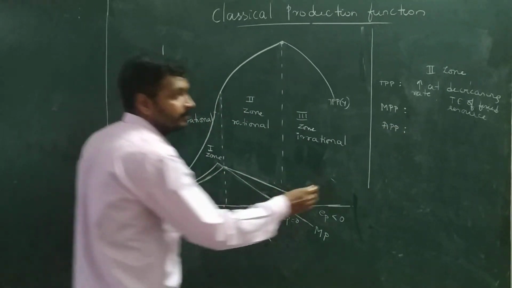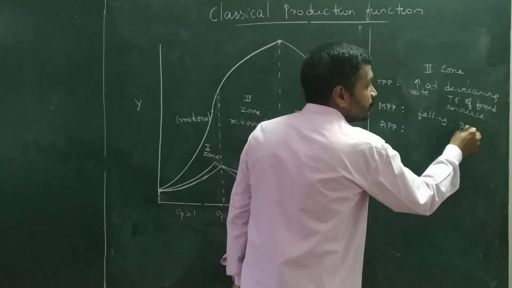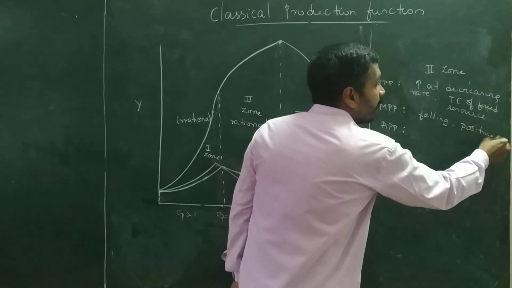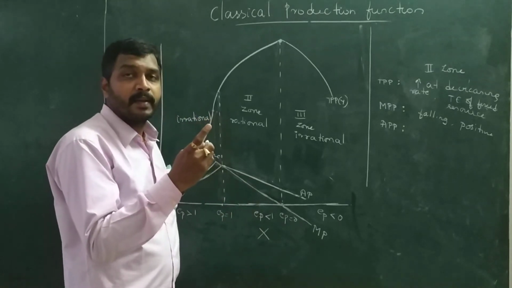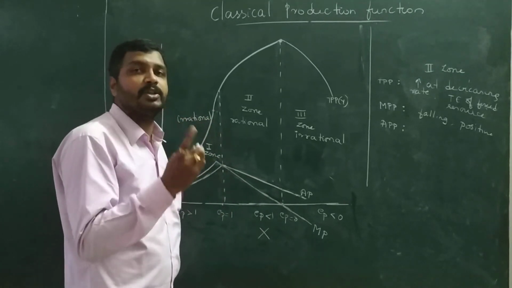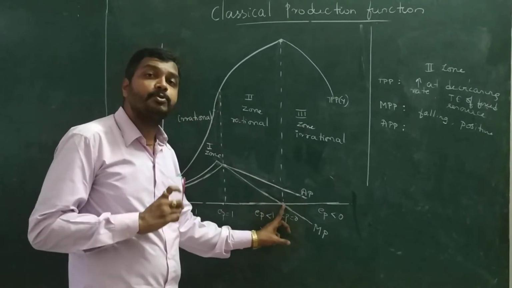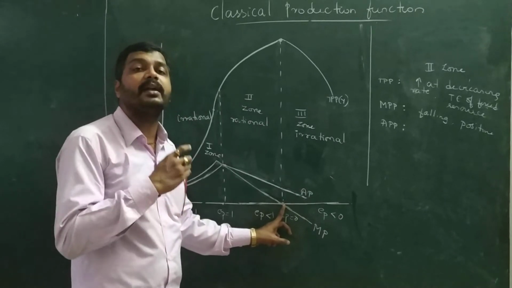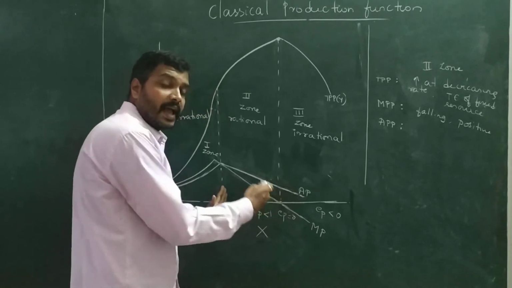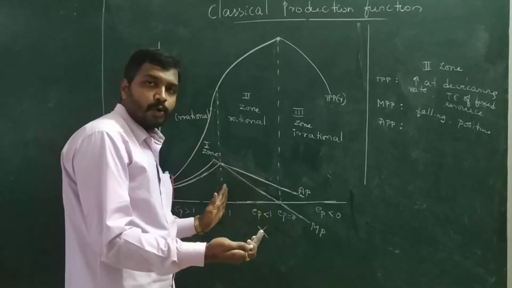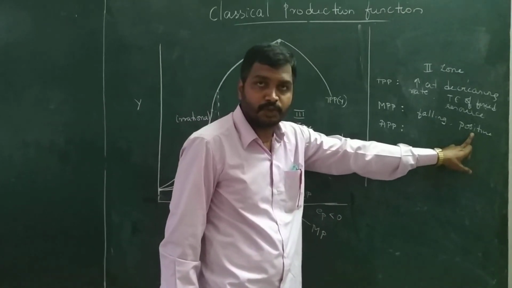Okay, and if you look into the MPP, it is falling, but still it is positive. That means the added input is going to add something to the output. It has not stopped adding to the output, meaning it has not become 0. At the end of this particular zone, it will become 0, in the sense it will not add anything to the output. Okay, that means in this stretch, the added input will add something to the output, because MPP, though it is falling, is still a positive figure.